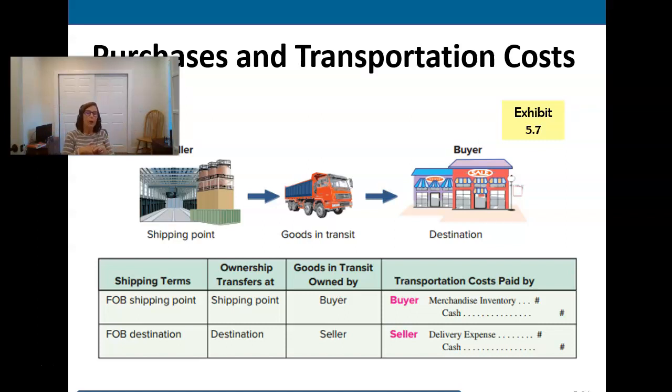The seller will be covering the cost of the transportation expense in the FOB destination example. And they're going to make the journal entry differently. It's not going to be part of the merchandise inventory. It's still going to be cash. We're still going to use cash to pay the shipping company. But in this case, it's going to be a delivery expense, not a cost that's added into our merchandise.